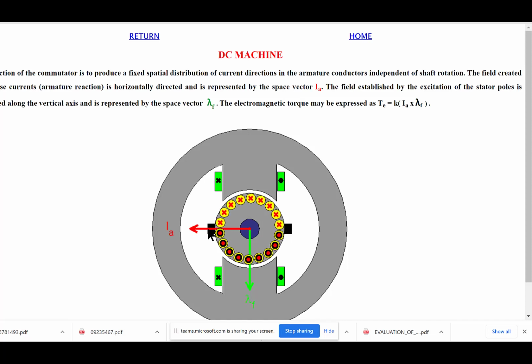So one thing to remember first: if it was a synchronous machine, this arrow and this arrow would be moving, okay? Because the rotor would have the field on it. And a DC machine has the field on the stator, and the armature is a three-phase winding.